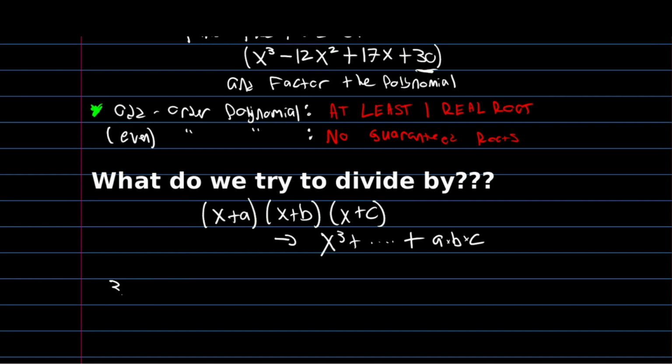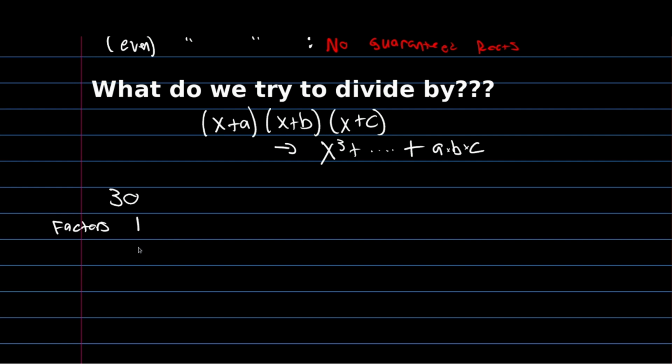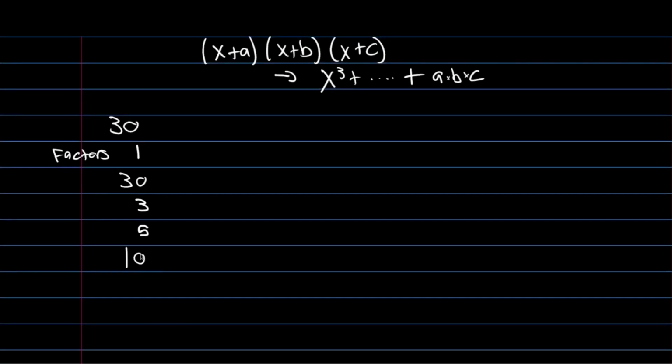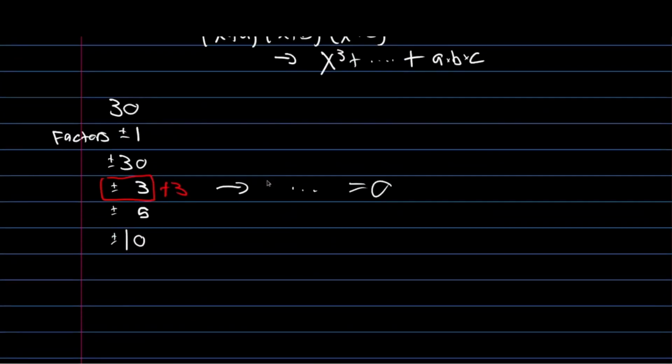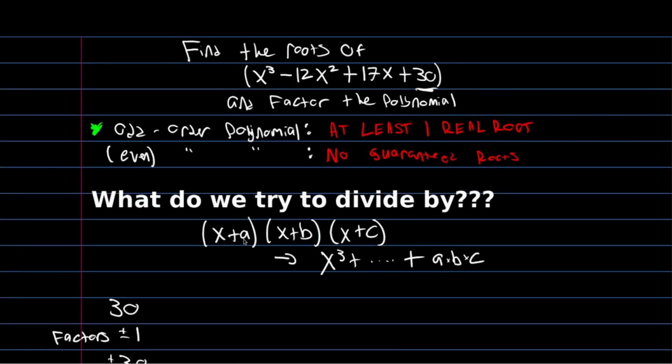So if we have 30, we'll just list all the factors. 1 and 30 are factors of 30. So is 3, so is 5, so is 10. And these could all be positive or negative. So if we try one of these, we're going to try positive 3. And if we plug that in, lo and behold, we find that positive 3 is a factor of this polynomial. So now we can say that x minus 3 is a factor. So we can start factoring out this polynomial.